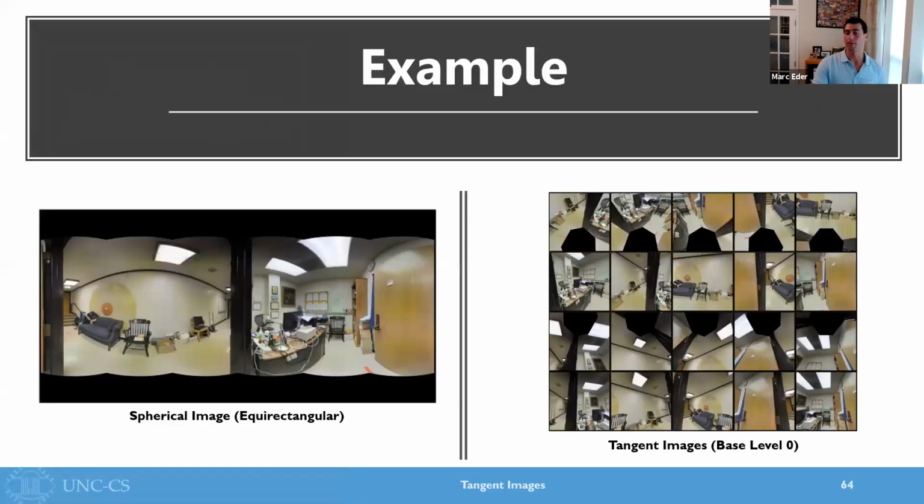And here you can see an example of a set of tangent images. This is the original image on the left, taken from a public data set, Stanford 2D-3D. And on the right, you can see the 20 tangent images we generate at a base level of 0.